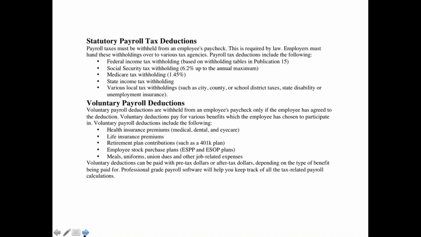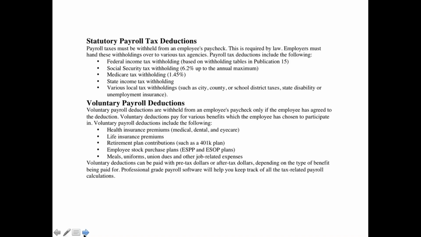Same thing with Medicare. Now, Medicare is not capped. Medicare is 2.9%, which you have to collect on all of their income every pay period. You pay half, you take half out of their check. So that's where that 7.65 on your spreadsheet came from.